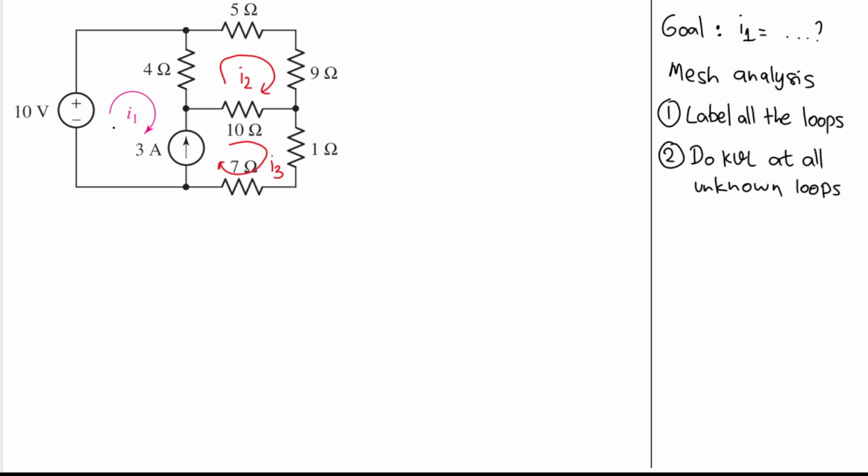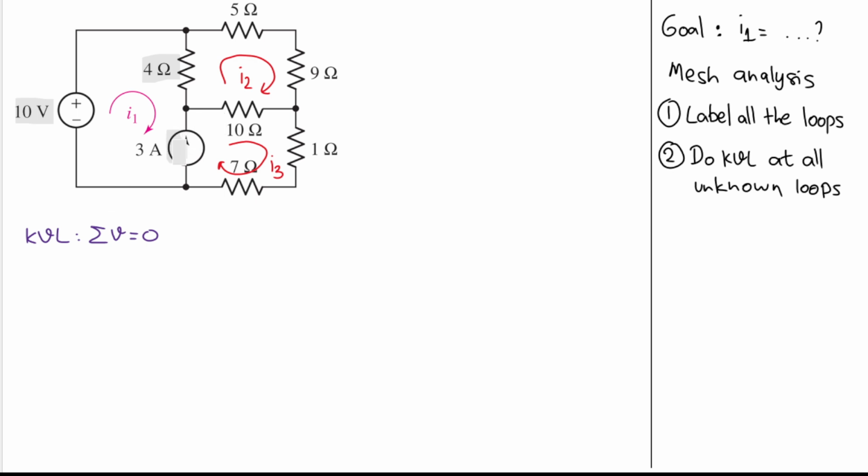But then we don't know all the loops, I1, I2, and I3, so we need to do KVL at all of them. However, remember that KVL says the sum of the voltages is equal to 0, right? Okay, let's see loop I1. We pass through this 10 volt voltage source, and that is not a problem since we know the voltage. And then we pass through this 4 ohm resistor, and that is also not a problem since we can calculate the voltage by using Ohm's law, right? 4 multiplied by I1 minus I2.